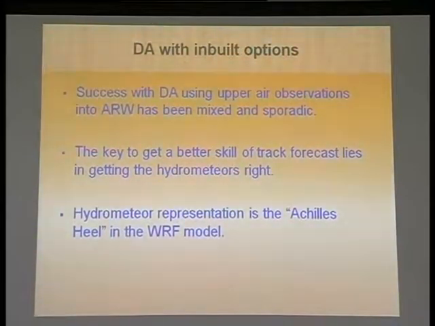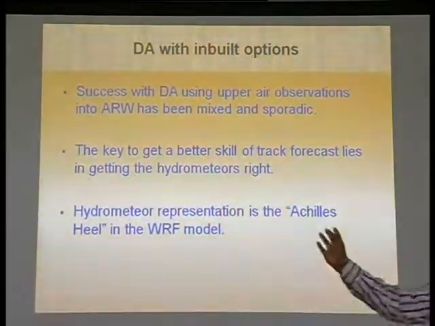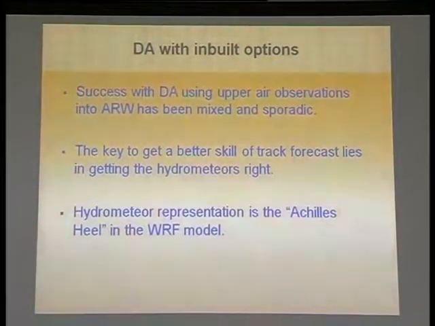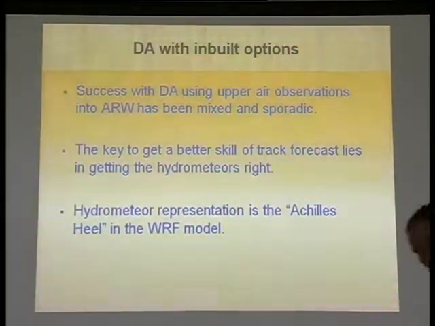The hydrometeor representation is extremely poor because you have to do it on a 1 km by 1 km grid. It is possible to do on a 1 km by 1 km grid even in WRF, but the cumulus parameterization is not all that good. So the cloud microphysics is not very good in the WRF.